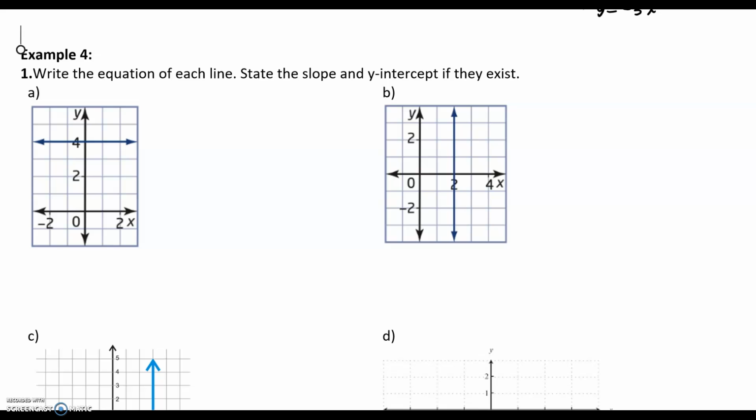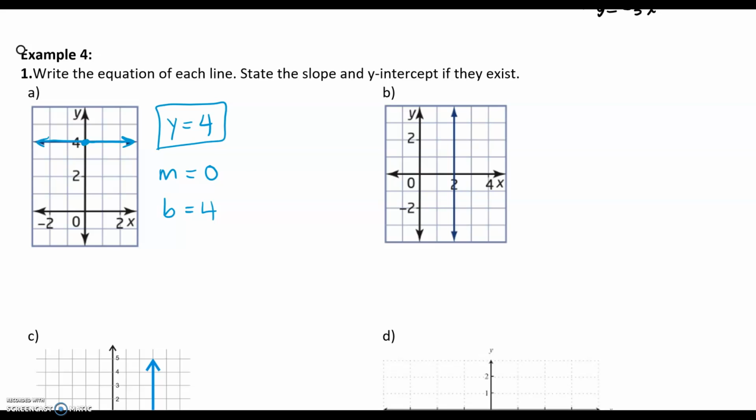I can see that my line is running through the y-axis at 4. So the equation of a horizontal line is y equals 4. Now we're going to go ahead and state the slope and the y-intercept. The slope of a horizontal line is 0. We know this from our last unit. And the y-intercept is where the line crosses the y-axis, which is 4. Okay, let's go ahead to the next one.